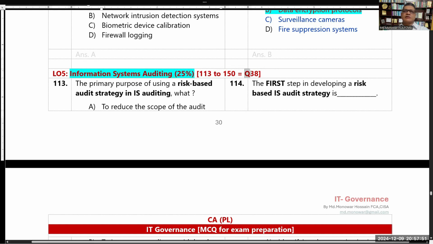Now learning objective 5, information system audit, 25% of marks. Here we have 38 questions. If we do so, we are reviewing 150 questions.